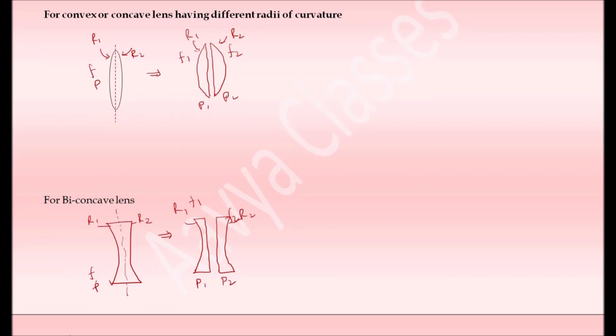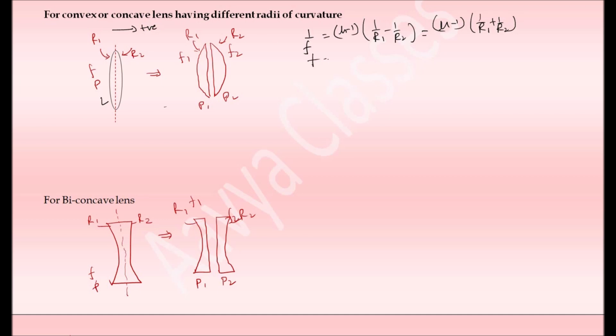Now, when convex or concave lenses have different radii of curvature. For lens L, the radius of curvature of the first surface is R1, while the radius of curvature of the second surface is R2. The refractive index of the material is mu, the focal length is f, and the power of the lens is P. So again we calculate by using the lens maker formula. 1 by f is equal to (mu minus 1) into (1 by r1 minus 1 by r2), that is equal to (mu minus 1) into (1 by r1 plus 1 by r2). This direction will be taken as positive.